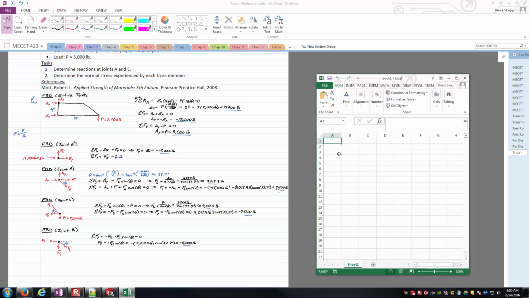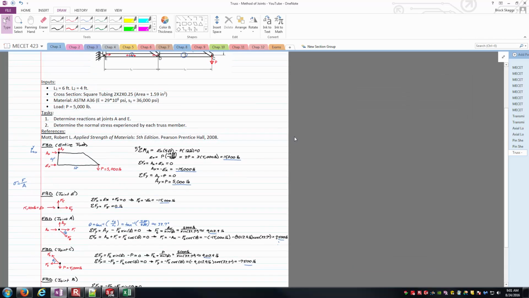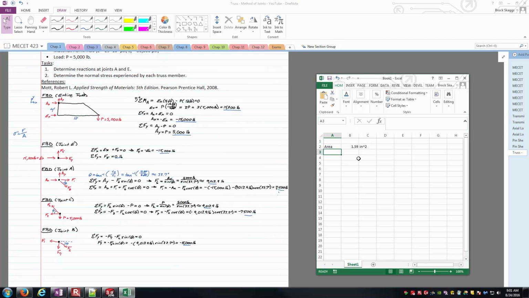I'll make a very simple table. We'll store the area here. It's 1.59, I believe, inches squared. Then we'll have a table which will have the member, it'll have the force in pounds, and then we'll have the normal stress in PSI, that's the sigma value. And so here, the members, we had 7 of them, so we called them 1, 2, 3, 4, 5, 6, and 7.